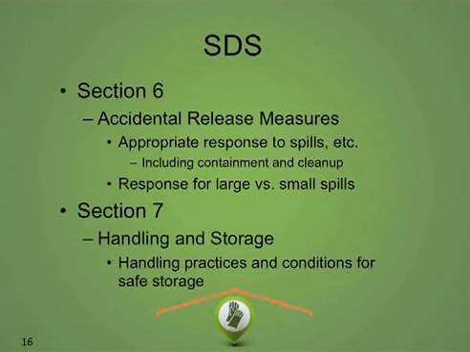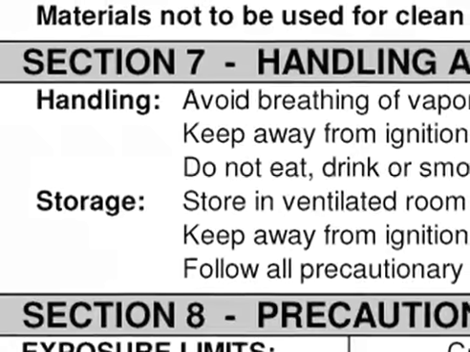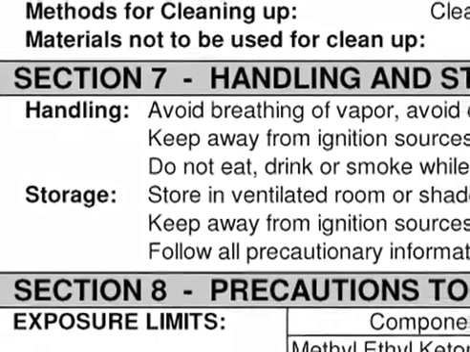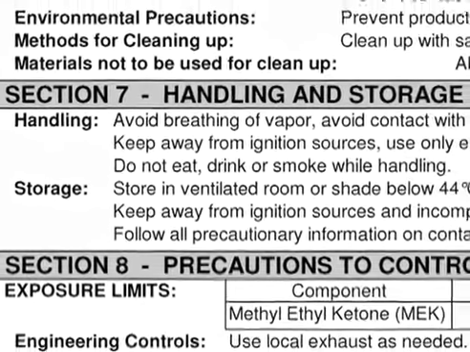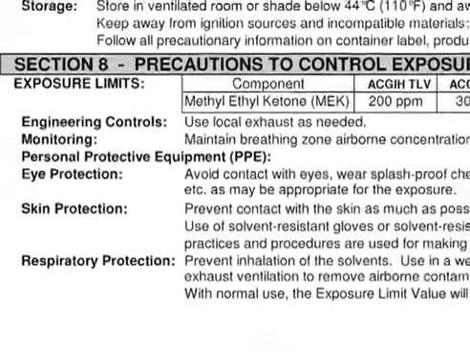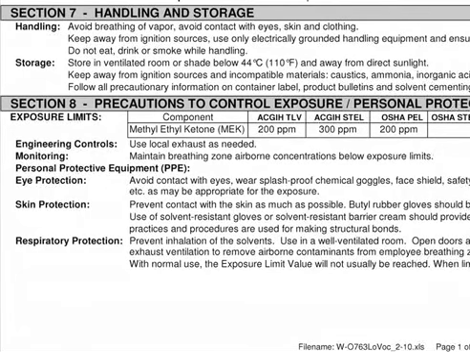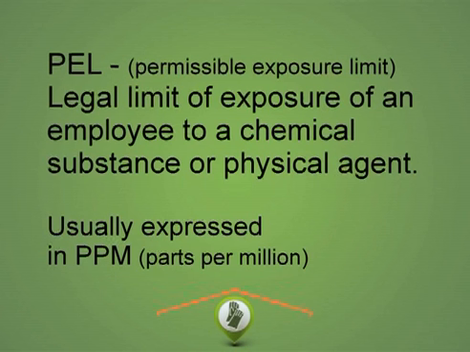Handling and storage information can be found in Section 7, where precautions for safe handling and storage, including incompatibilities, are provided. Section 8, exposure controls, personal protection, lists OSHA's permissible exposure limits, or PELs, threshold limit values, TLVs, appropriate engineering controls, and personal protective equipment. PEL is the legal limit in the United States for exposure of an employee to a chemical substance or physical agent. For chemicals, the chemical regulation is usually expressed in parts per million, or ppm.